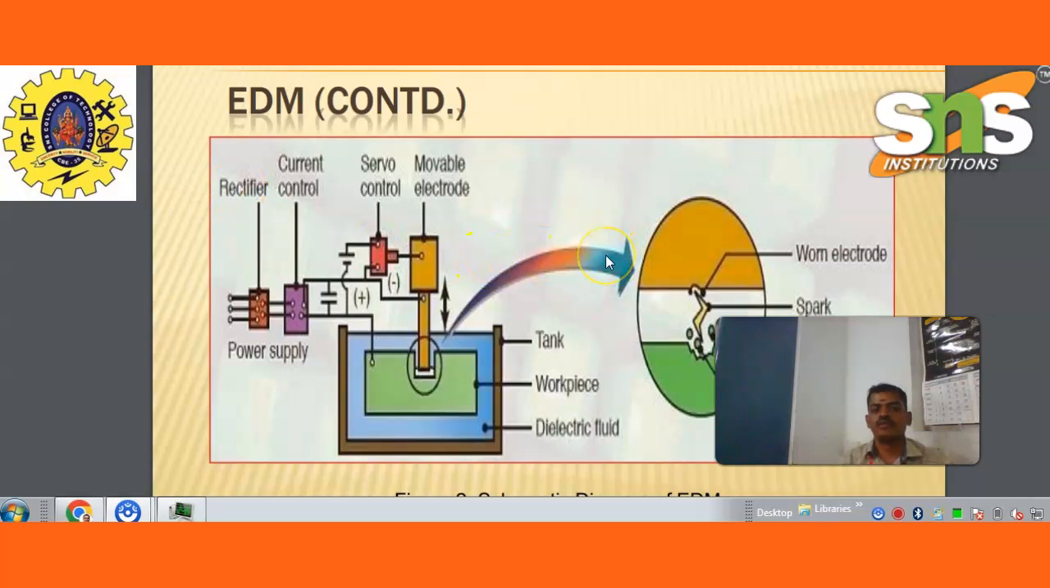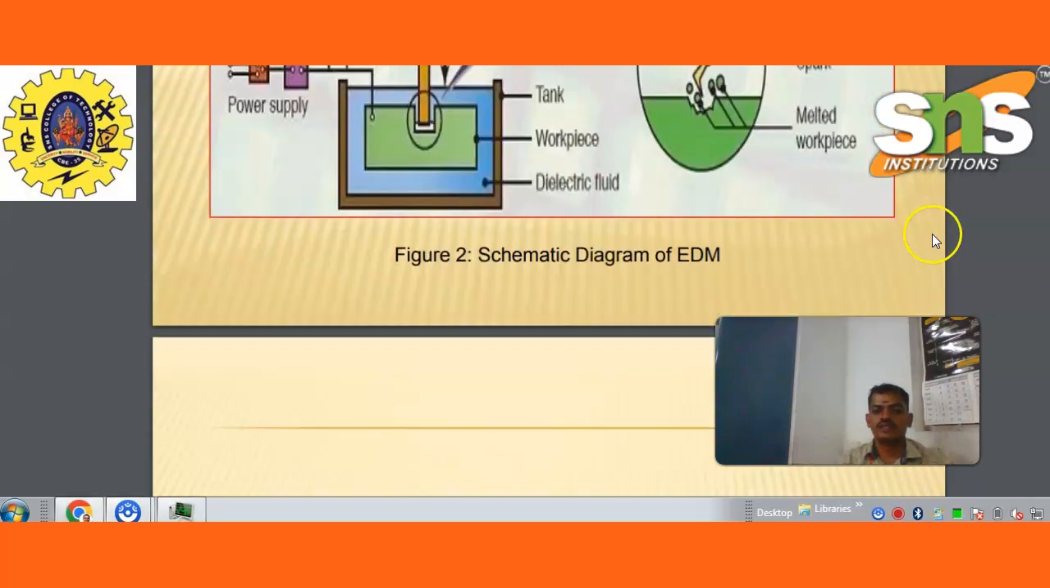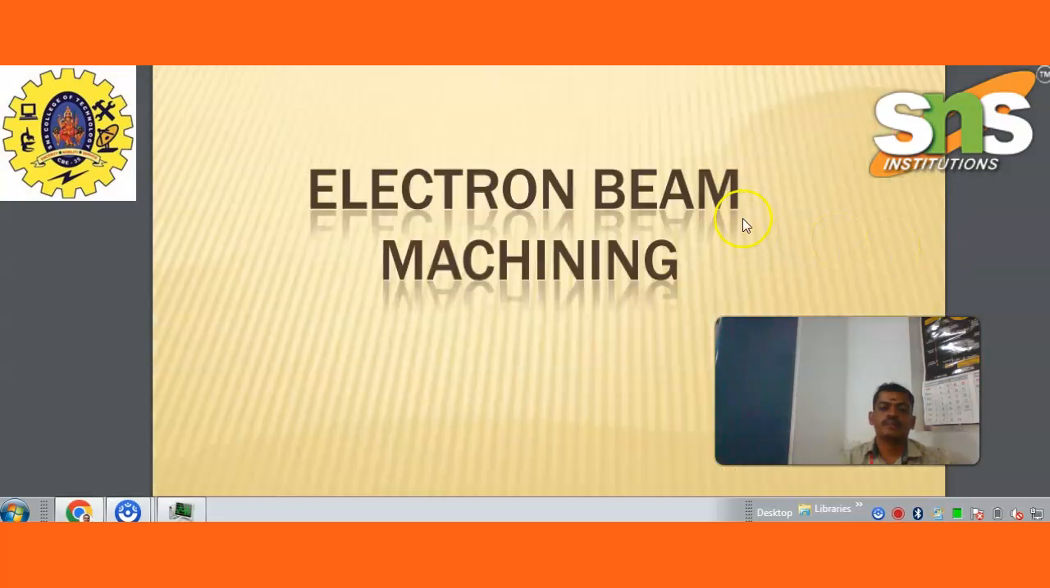So next one is advanced metal cutting processes. Electron beam machining.